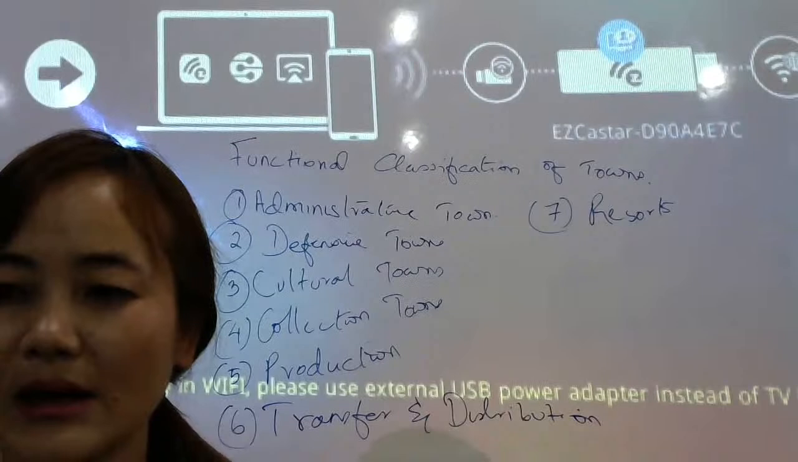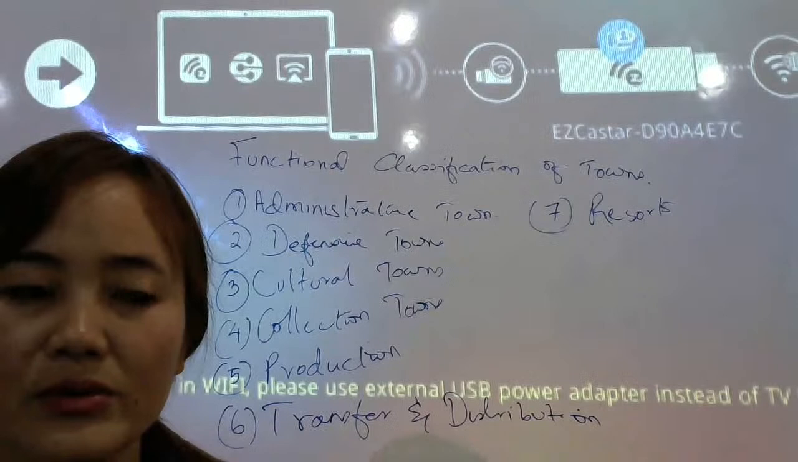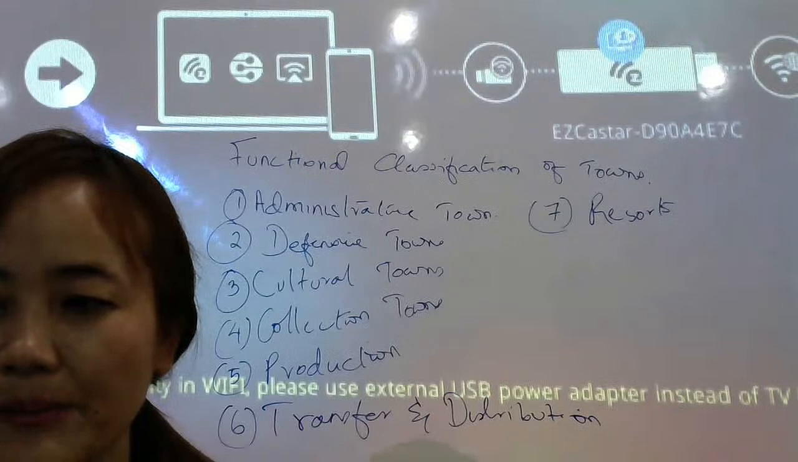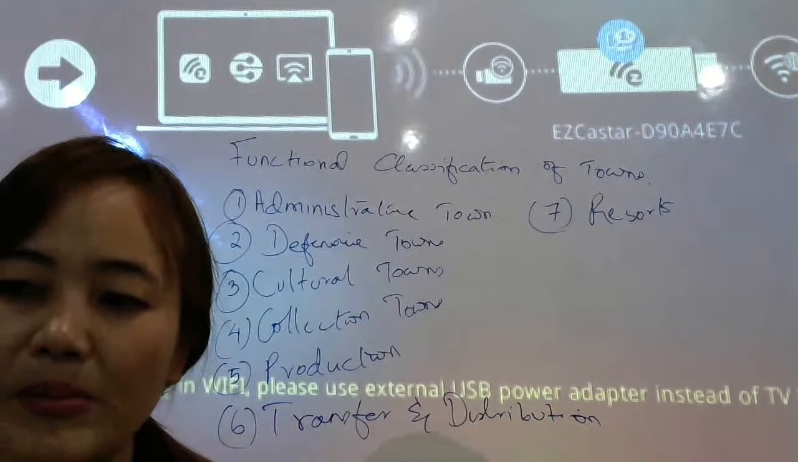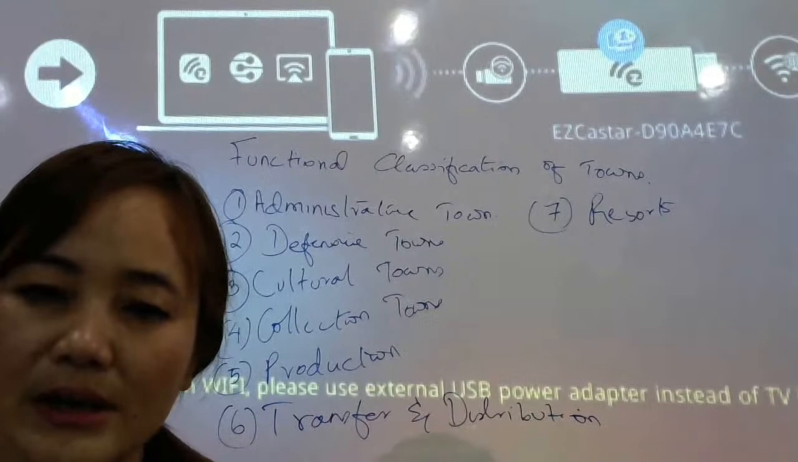Some examples may be cited from India, like Kullu, Manali, Shimla, Dalhousie, Mussoorie, Nainital, etc. Also Padova in Italy, Swansea, Wells are some examples of resort towns. And number eight are the residential towns.